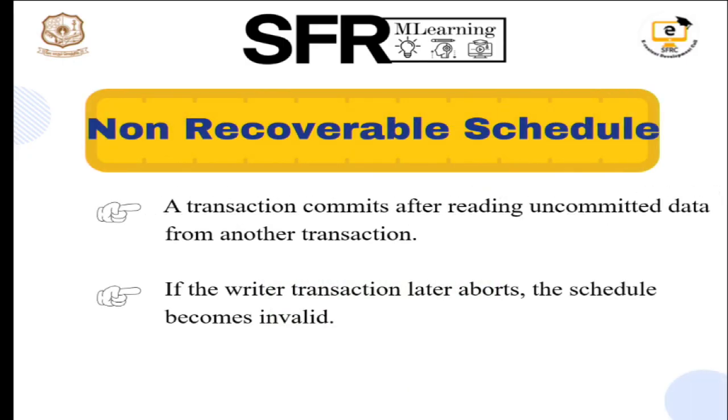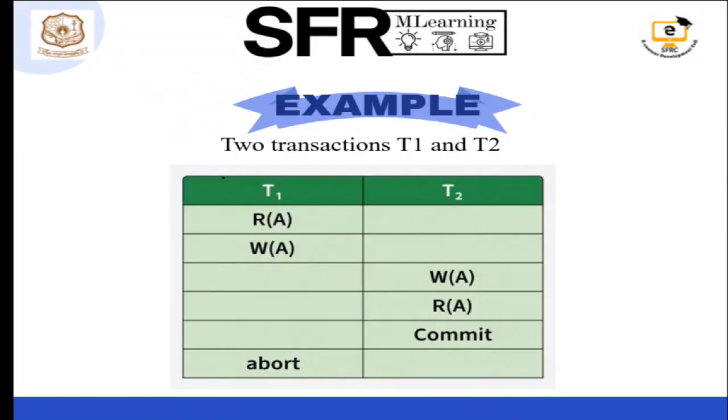The second type is the non-recoverable schedule. Here a transaction commits after reading uncommitted data from another transaction. If the writer transaction later aborts, the schedule becomes invalid. So this is the example. These are two transactions T1 and T2. First there is a commit, and then the second transaction aborts.